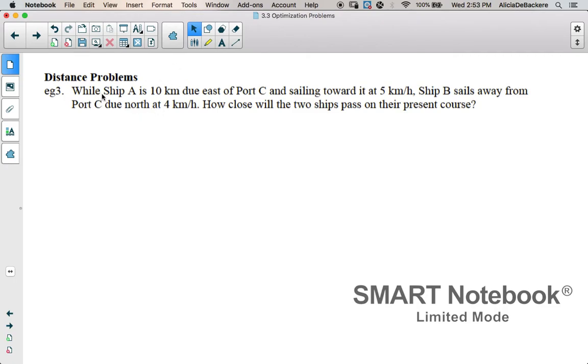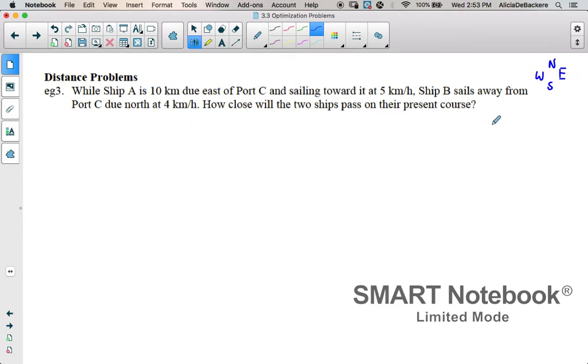So in this question, we've got ship A, ship B, and port C, very original names. Ship A is 10 kilometers due east. For these questions, sometimes we have to remember our directions. I always say never eat shredded wheat. I'm not sure how you remember it. So you want to have that in the back of your mind.